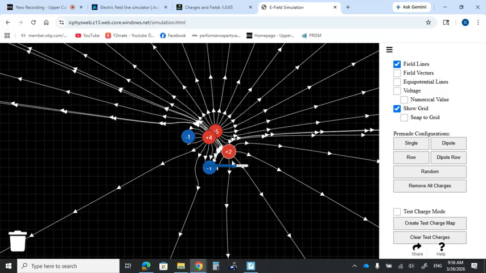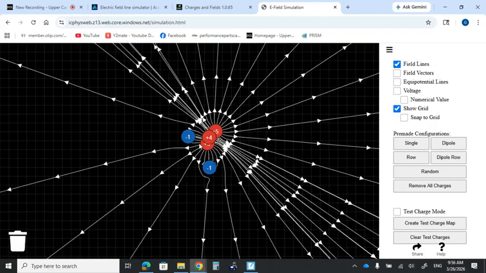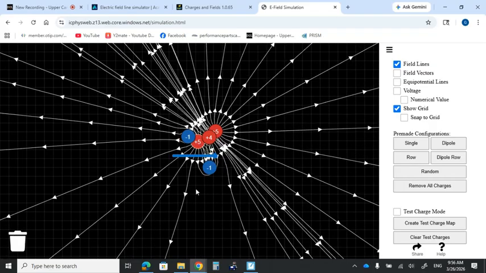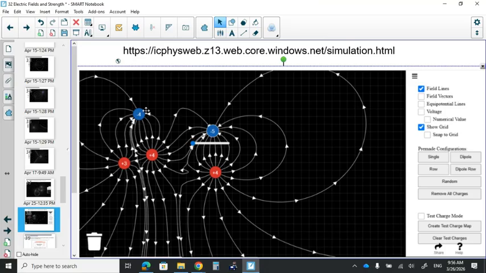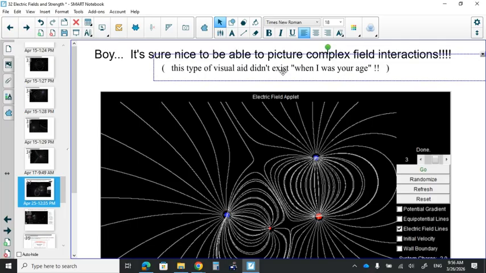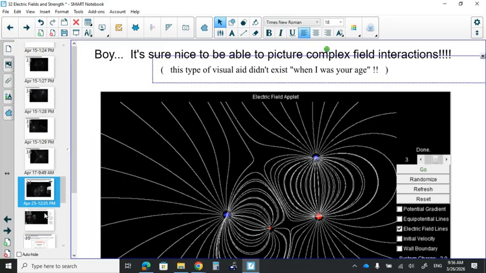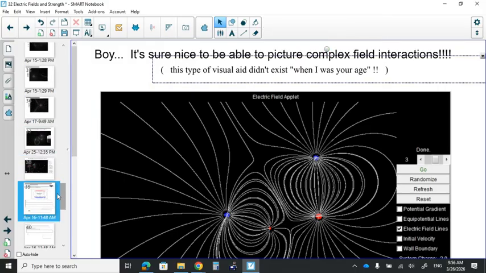So it's the same kind of result as before, right? The more positives you have, the more overall it's going to look like a positive, and so on. Anyways, so I have my old man statement here, right? This type of visual aid did not exist when I was your age. So yeah, enjoy it. It's pretty cool to be able to see that live like that.